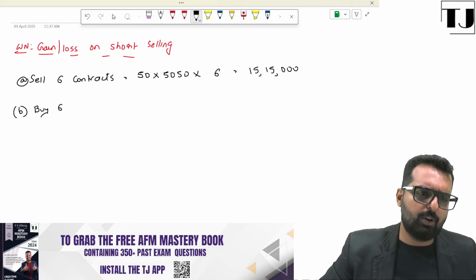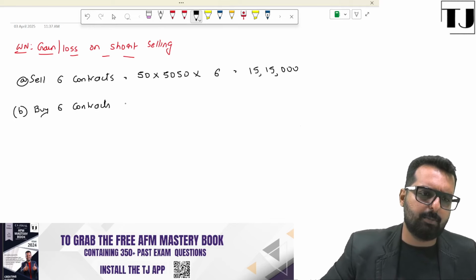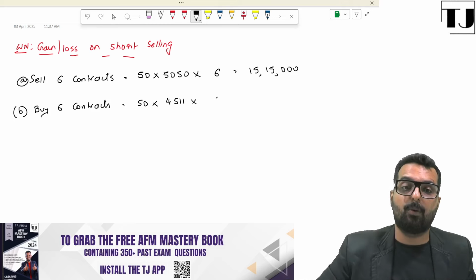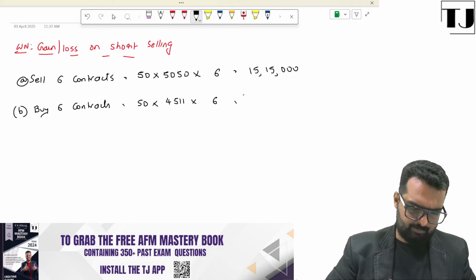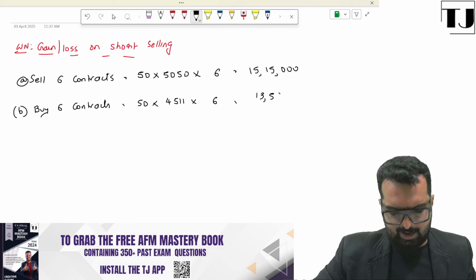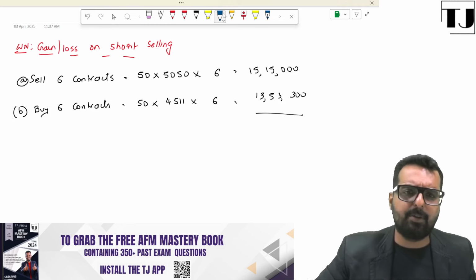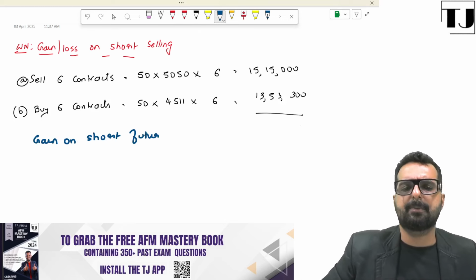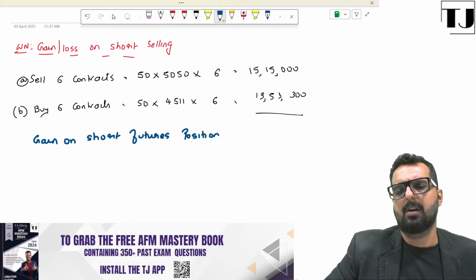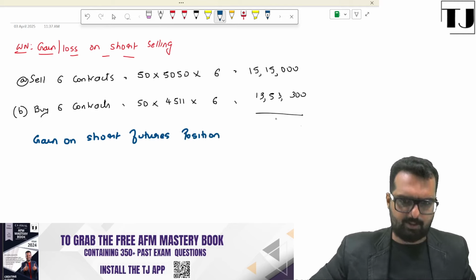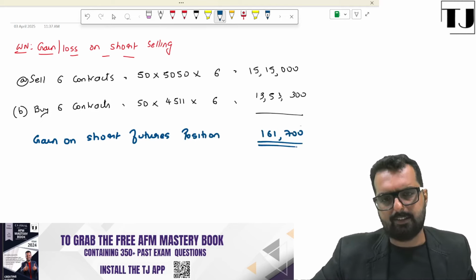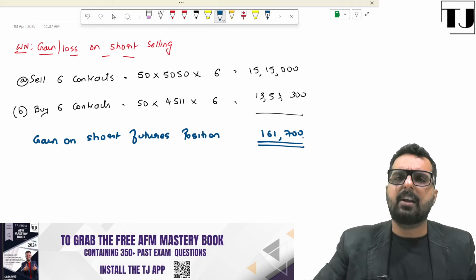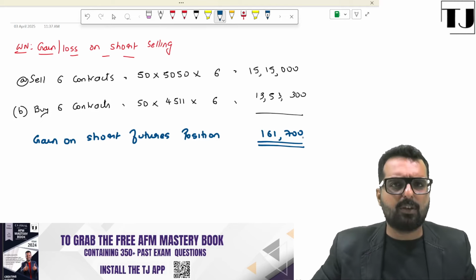Subsequently, what are you going to do? You are supposed to buy how many contracts, friends? You're supposed to buy 6 contracts. So now it will be 50 into not 5050, it will be 4511 into 6. Do you get the answer as 13 lakh 53,300? So therefore, tell me, friends, what will be your gain on short futures position. Your gain will be this minus 15 lakh 15,000, that is 1,61,700.